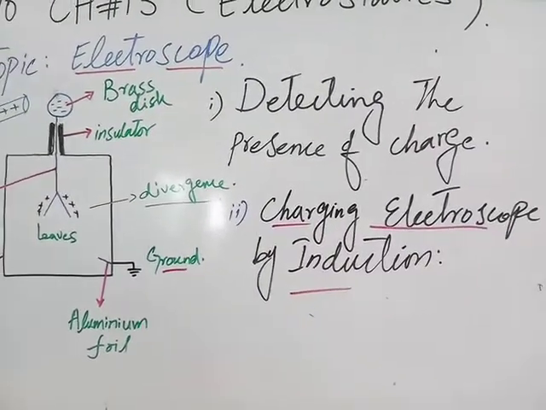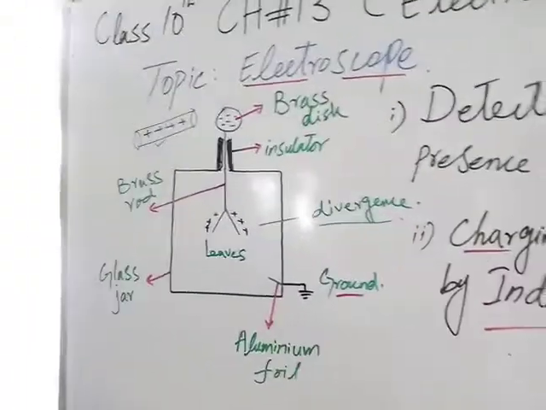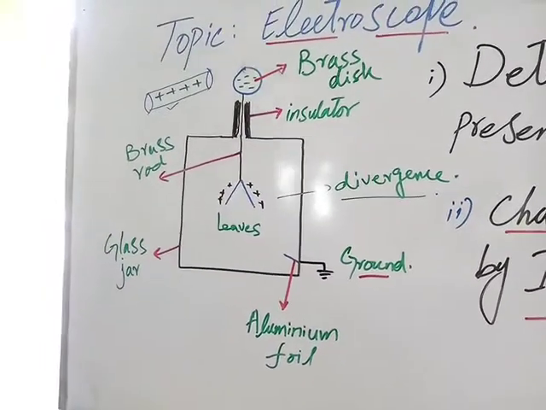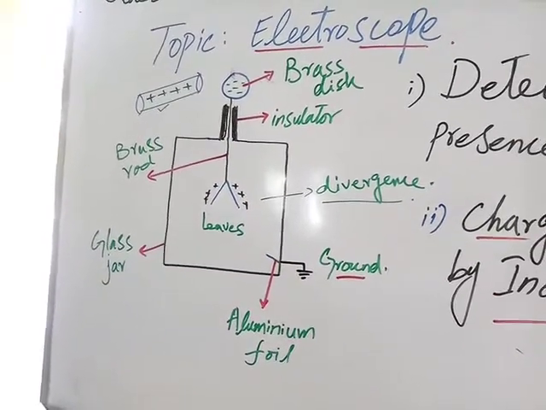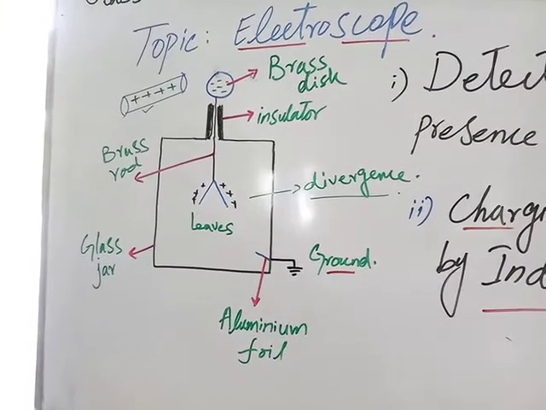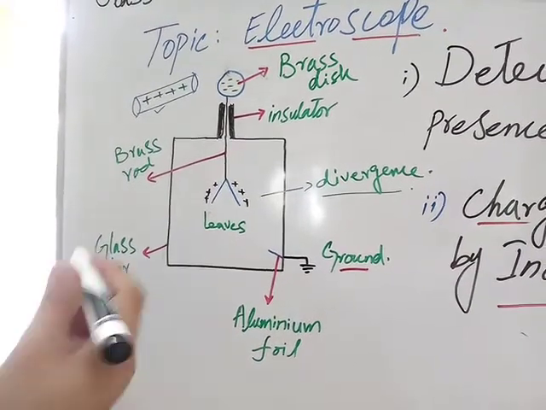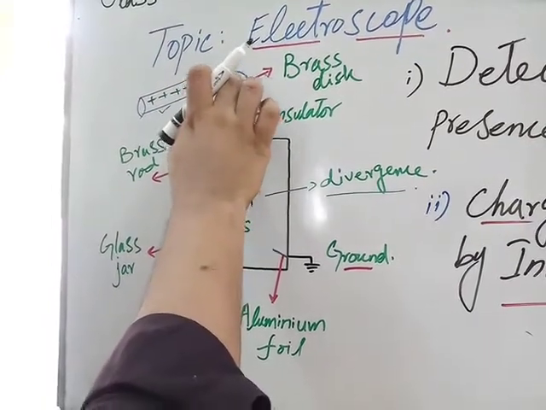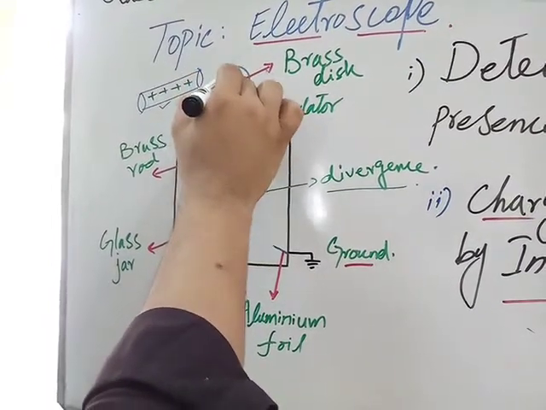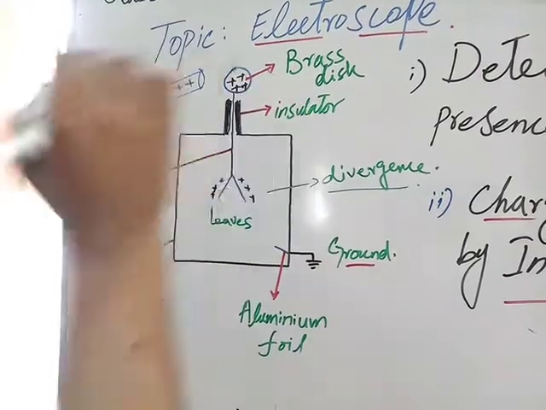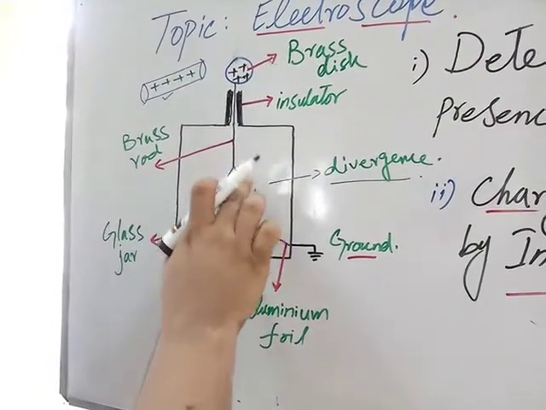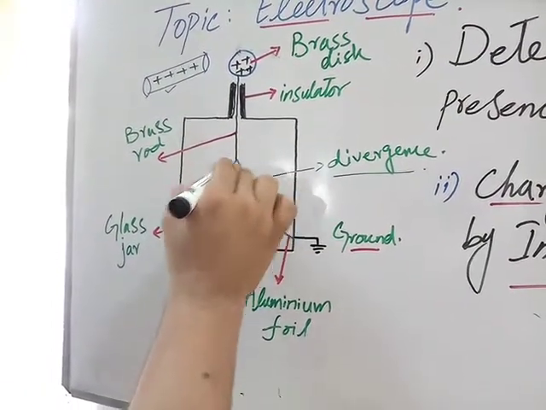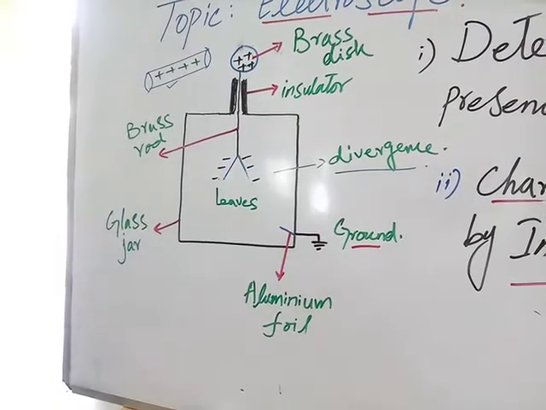The electroscope can be charged by the process of electrostatic induction. For this, we produce a positive charge on the electroscope. Positive charge means we want a positive charge on the brass disc. This means a negative charge will be produced at the leaves.